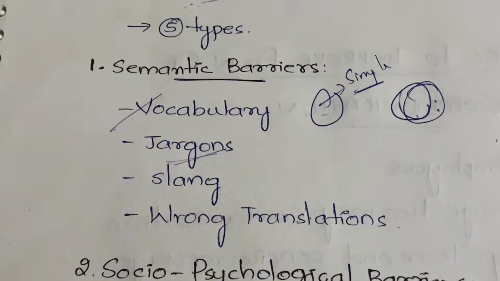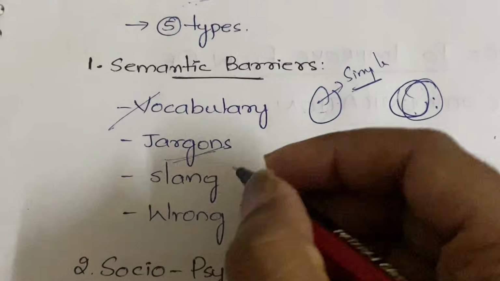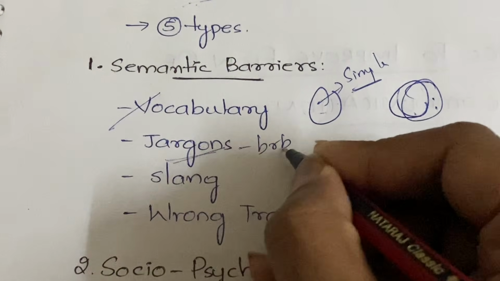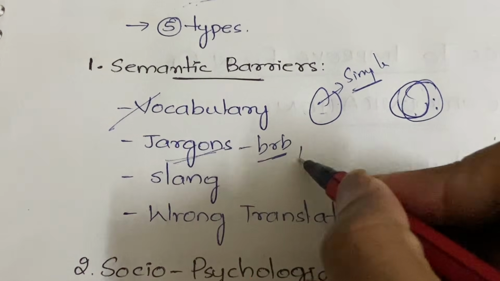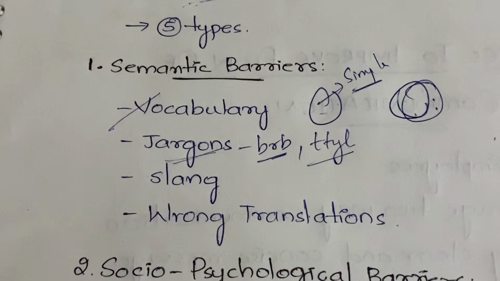Then what do you mean by jargons? Guys, excuse me if I'm pronouncing it wrong. Jargons means shortcuts, to be more precise. For example, you say BRB. What do you mean by BRB? I'll be right back. And you're saying TTYL. What do you mean by TTYL? Talk to you later. Like that, we have ATB, all the best, IDK, I don't know.